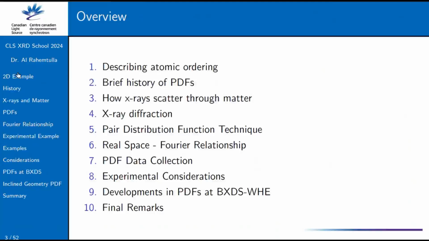And then we'll start working our way into the actual PDF technique, and we'll start trying to bridge that Fourier relationship between what we get when we scatter X-rays and what real space atom correlations will look like. That'll help at least demystify a very big step, which is the Fourier transform. And then we'll get into what collection looks like in a bit more detail, along with experimental considerations, and get into some of the cool things that we're doing here at Brockhouse to improve the PDF technique.